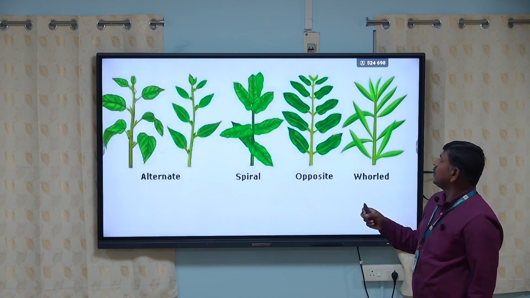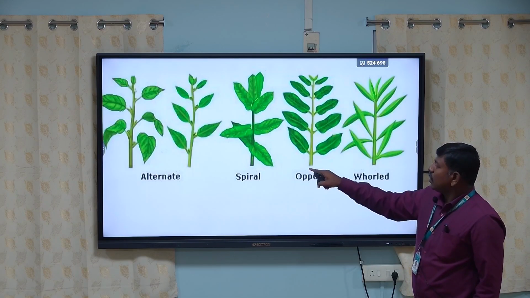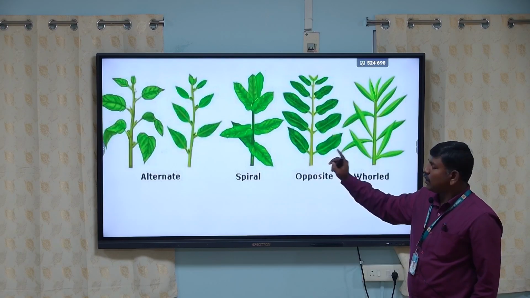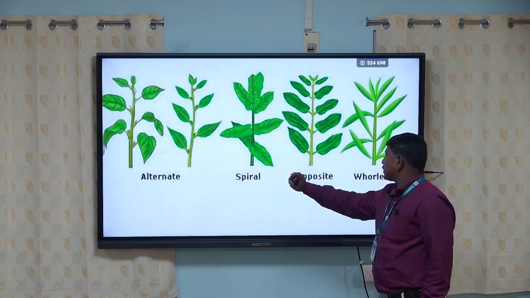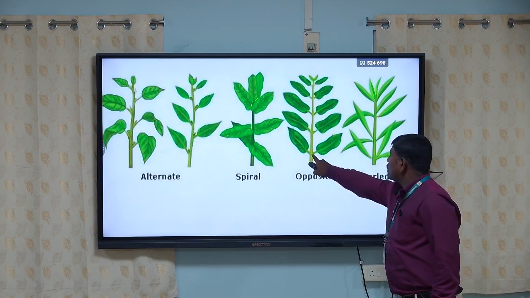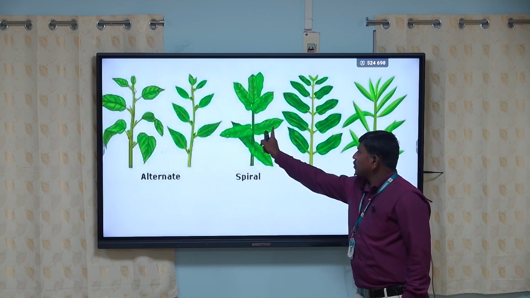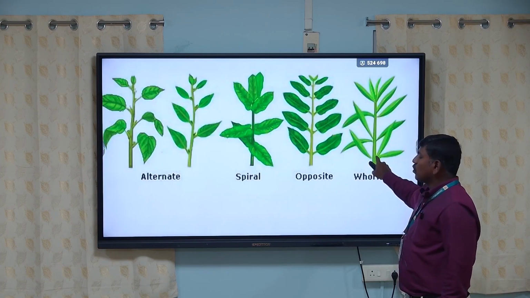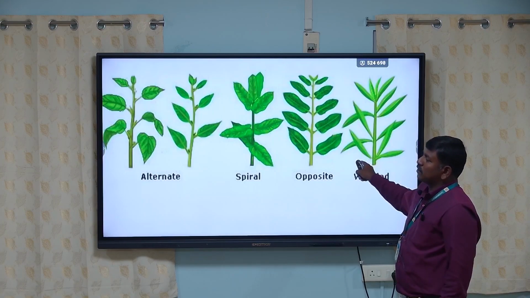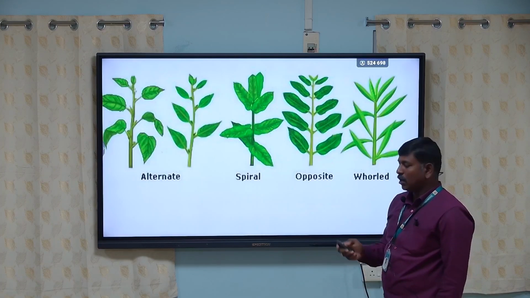So here we can easily understand what phyllotaxy is. One is alternate: at each node, a single leaf arises. This is opposite decussate, so this is an opposite arrangement. At a single node two leaves arise, but on opposite sides. That is called decussate. This is the whorled type. At a single node, three or more leaves arise: 1, 2, 3. So three leaves arise at the same node. That is called whorled type.